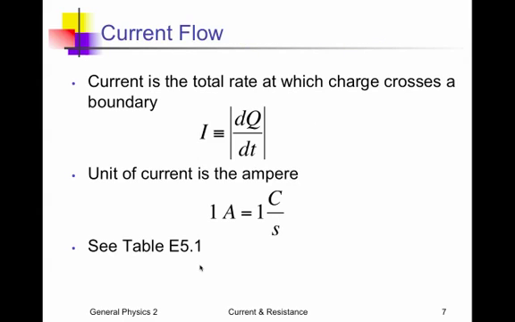So the current is the rate at which charge flows across a boundary. So it's dq/dt, the charge. Like imagine an electron flowing by in a certain amount of time. And the unit of current is the ampere. So the ampere is coulombs per second. And there are some examples in table E5 of the conductivity of certain materials, and that's given in E5.1.